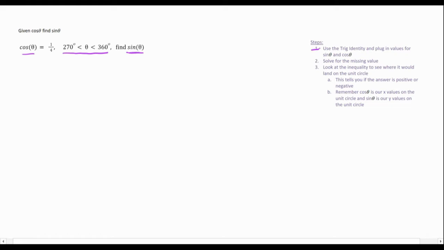And to do that, we're going to use the Pythagorean trig identity that tells us that cosine squared of theta plus sine squared theta is equal to 1. Now, I'm given cosine of theta is 1/4, so I'm just going to plug that in. I get 1/4 squared plus sine squared theta equals 1.